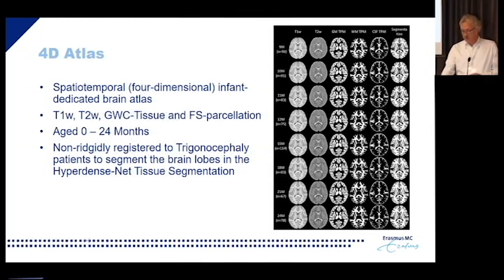So this is an atlas. From the top to bottom, you see the ages, going from 0 months to 24 months. From the left to the right, you see again T1, T2, tissue segmentation, and the FreeSurfer parcellation. The idea is that you register that to the patient data to segment the different brain lobes, and then you can see the increase or decrease of white matter, gray matter in the different lobes.